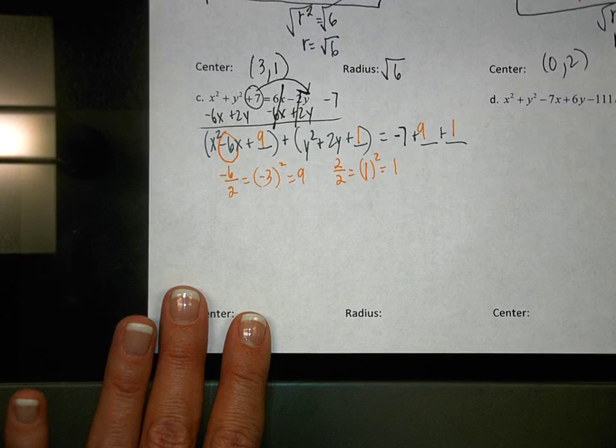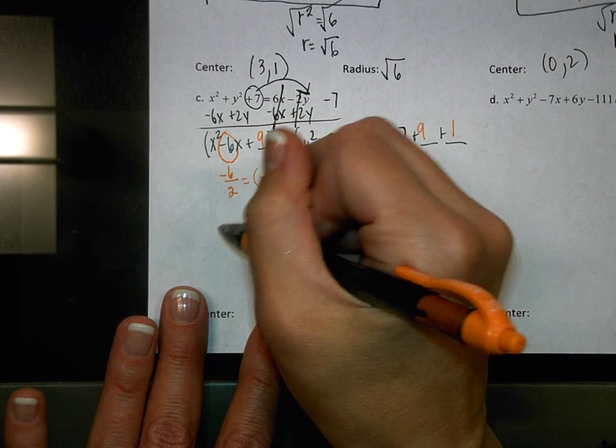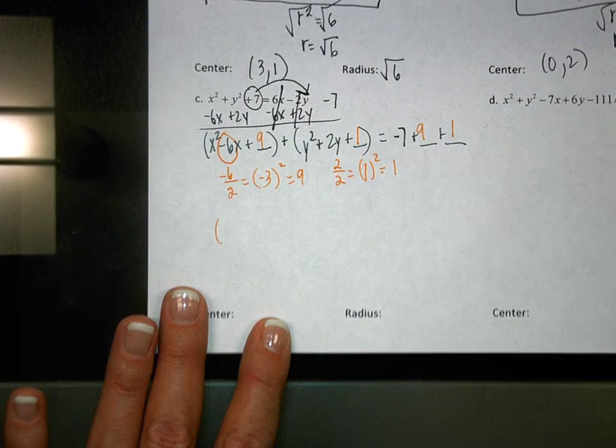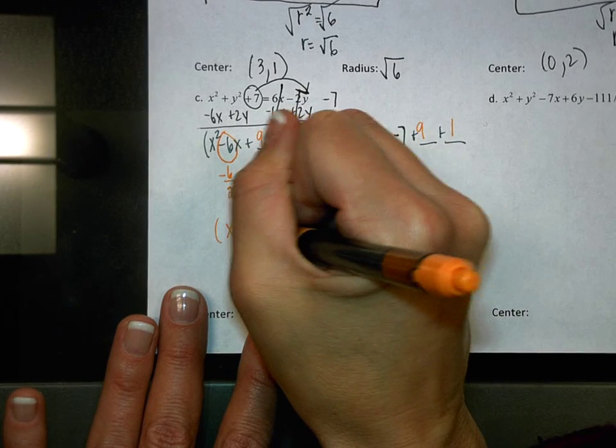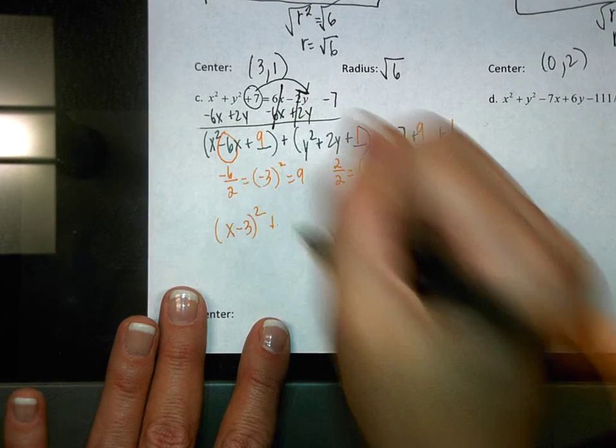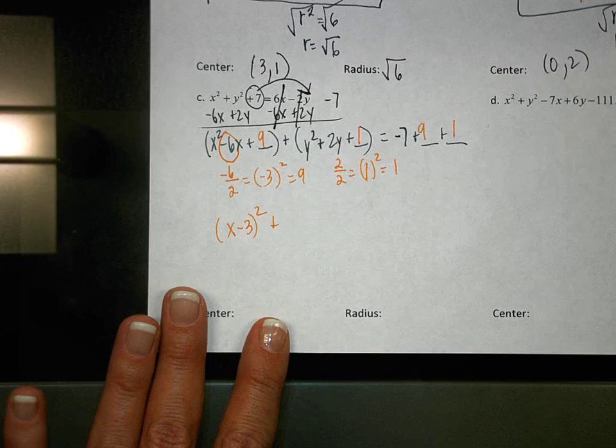Am I going too fast? Okay. All right, so what's my first square? X minus 3. Good, x minus 3 squared. Okay, my y is going to be what? Y plus 1 squared. Good.